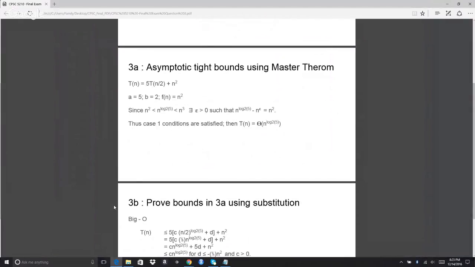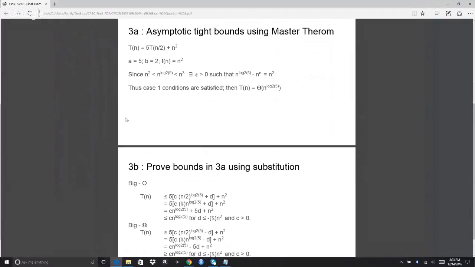In Question 3A, you're asked to use the master theorem to find the asymptotically tight bounds, given this time complexity. So here, T(n) is equal to 5T(n/2) + n squared. We have a functional form where this is aT(n/b) + f(n). So identifying what those variables represent here, a is equal to 5, b is equal to 2, f(n) is equal to n squared.